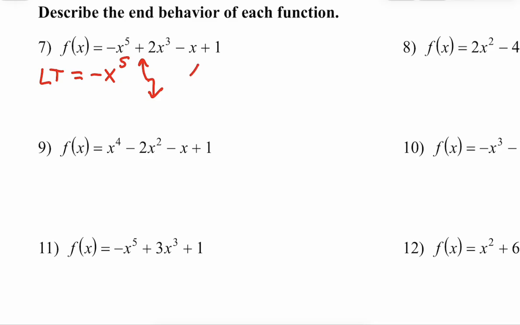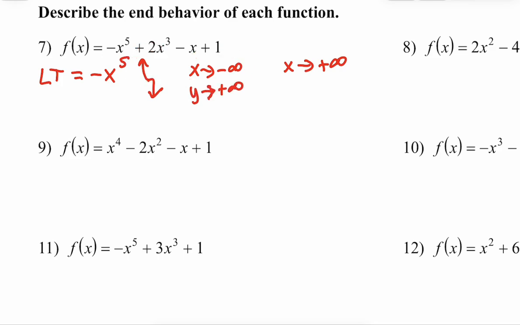So the left is always x going to negative infinity. The right is always x going to positive infinity. That never changes. X goes to the left, negative infinity. X goes to the right, positive infinity. Mathematically speaking, the y value is going up on the left. So we just have to say that the y is going up to positive infinity.